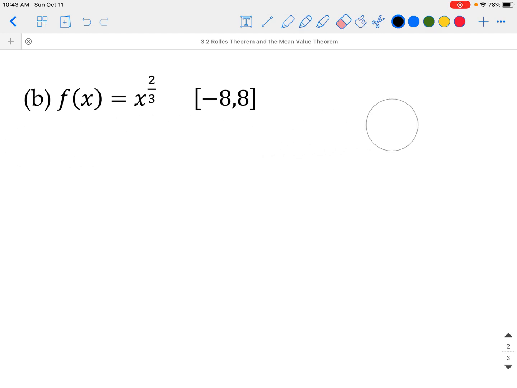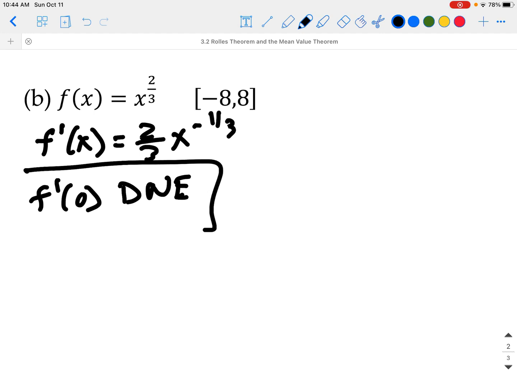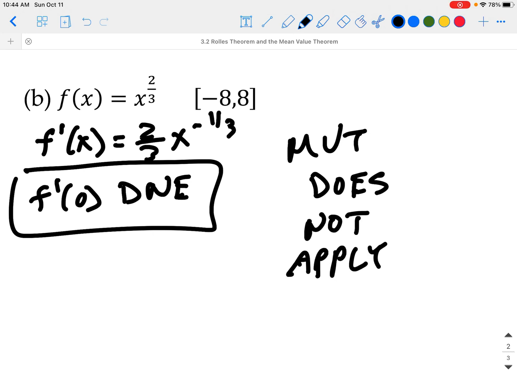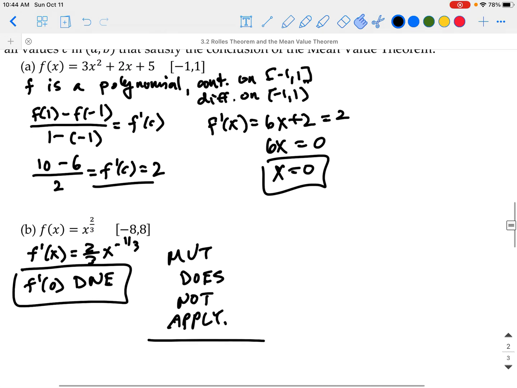Oh, wait. Oh, no. I spoke too soon. So this is definitely continuous, but is this differentiable everywhere? So yeah, we do need to make a note here. f prime of x is equal to 2/3 x to the -1/3. And note f prime of 0 does not exist. We're going to have an infinite discontinuity. So the MVT does not apply. So be careful. It's not just continuity, but it's also going to be its differentiability. Okay.